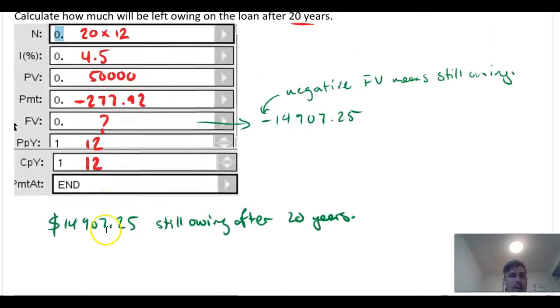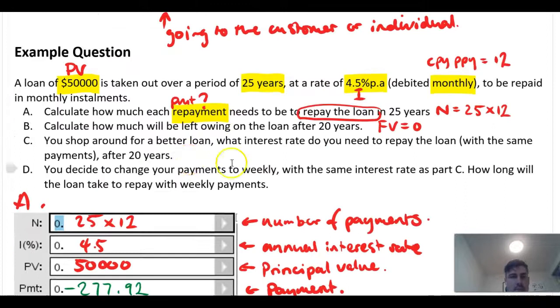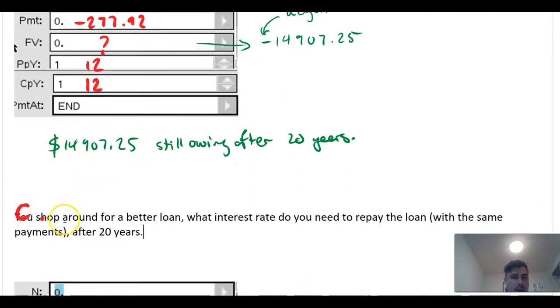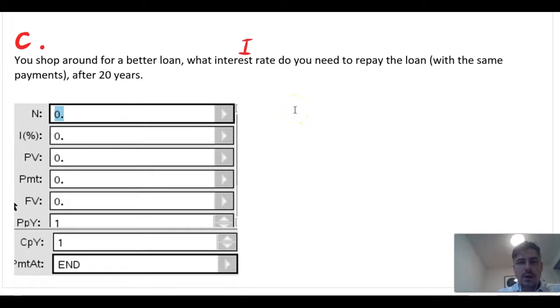Okay, for part C, let's have a look at part C. Part C, you shop around for a better loan. It's always a good thing to do, and you want to know what rate you need in order to repay the same loan but in 20 years. So you fully repay it in 20 years. So what rate do we need? So that's the question mark. I is the question mark here. All right. N is 20 years, so we're going to do 20 times 12. PV is still 50,000 positive.